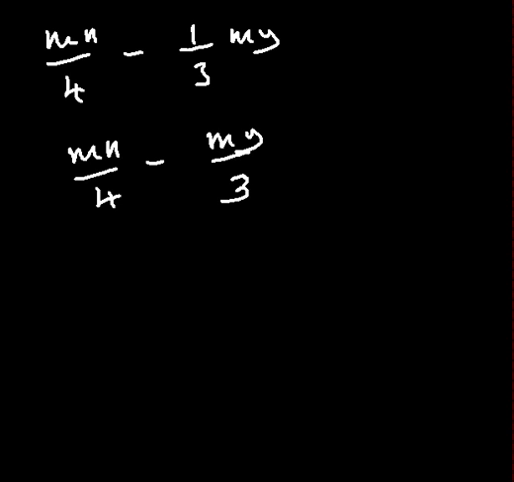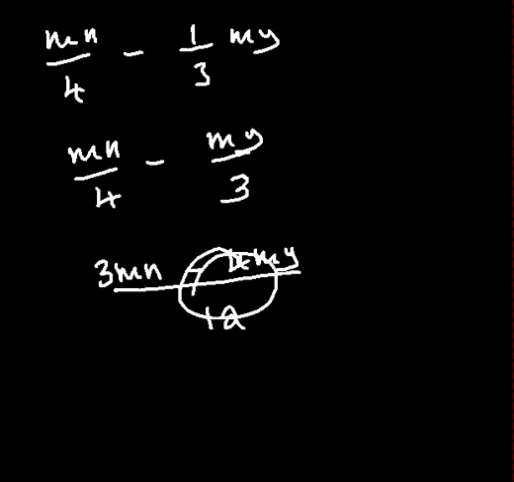So what is the common denominator here? We have it as 12. 3 into 12 is 4, and 4 times my is 4my. You have minus here, 4 into 12 is 3, and 3 times mn is 3mn. So these are unlike terms. We cannot simplify them, we just leave it that way.